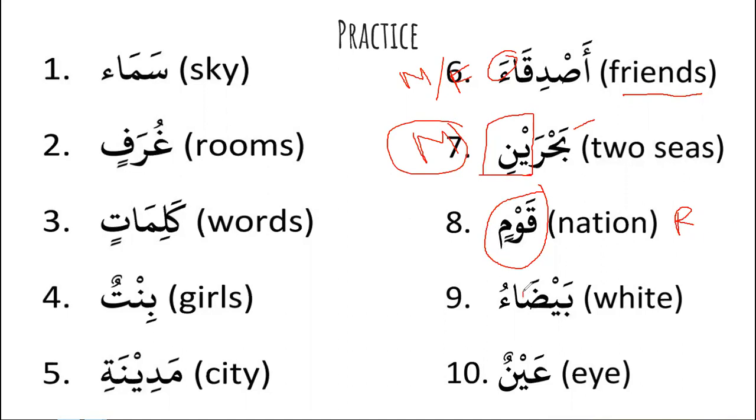Bayda'u. Is it a broken plural? No, it's white. It's a color. Okay. Masculine? No, it's a rare word, but you can see the alif mamduda. That's why it's feminine. It's a rare word. You don't have to worry about this one.